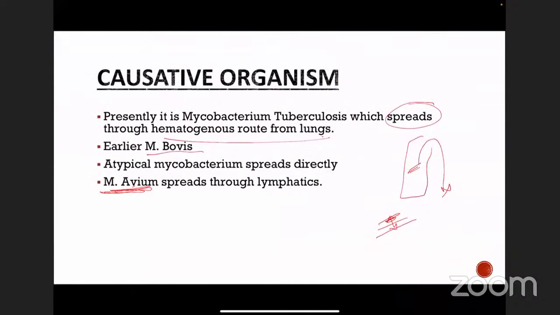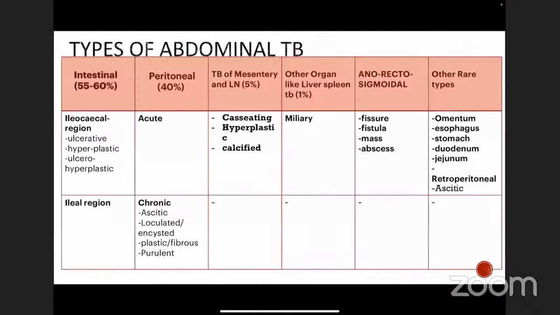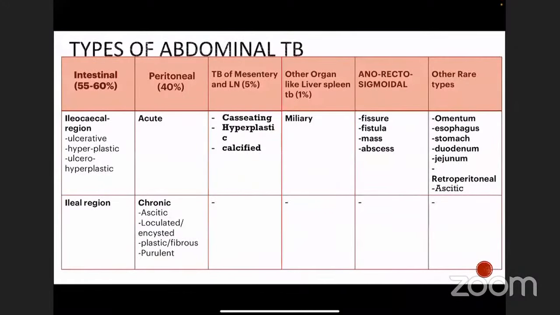So now we know the causative organisms. In what part of the abdomen, and what types of abdominal tuberculosis are there? How does it involve, and what is the classification of abdominal tuberculosis? As I said in this figure, the abdomen contains bowel, intestine, peritoneum, omentum, and lymph nodes, that is, the mesenteric lymph nodes and other organs. So the classification is the same as the types of abdominal tuberculosis.